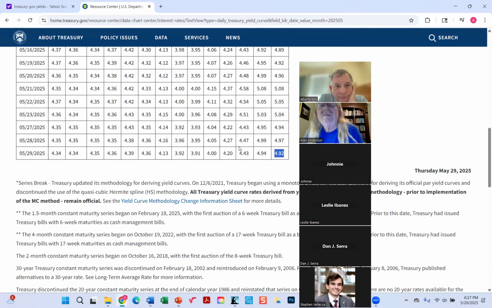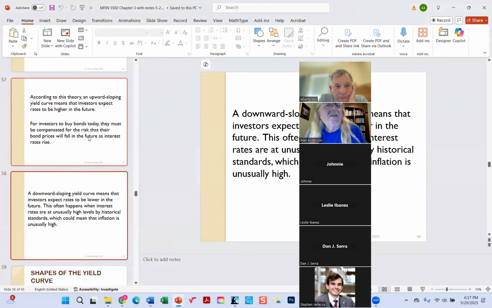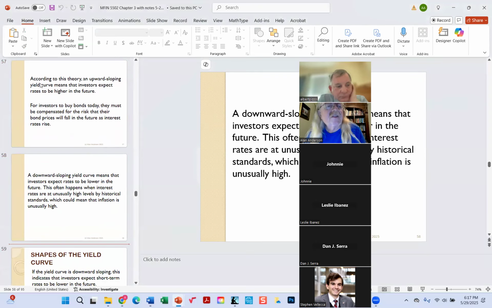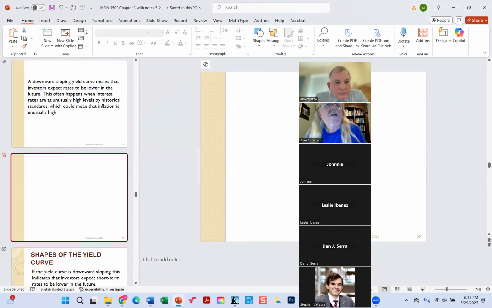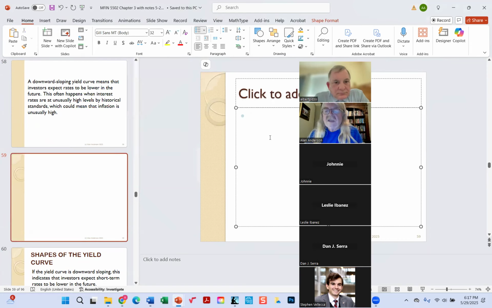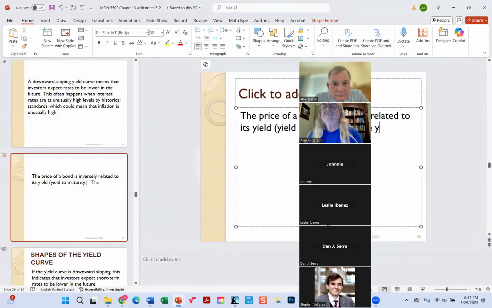And by the way, I think we mentioned this the other day. Just in general terms, let me just mention this again, and we'll get to this discussion fairly quickly. The price of a bond is inversely related to its yield, which is more formally known as the yield to maturity. Okay? The yield to maturity is the rate of return to holding a bond, or in this case, a treasury security.